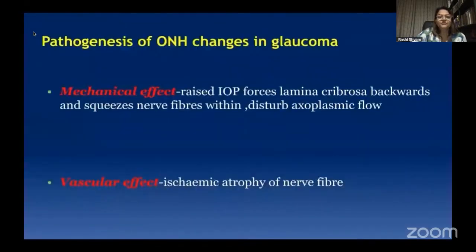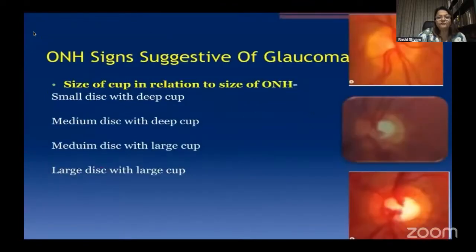So the pathogenesis of optic nerve head damage can be because of the mechanical effect, which is because of a rise in intraocular pressure. This forces the lamina cribrosa backwards, disturbing the axoplasmic flow and causing damage to the nerve fiber layer. And then we have the vascular effect, which is because of the ischemic atrophy of the nerve fibers.